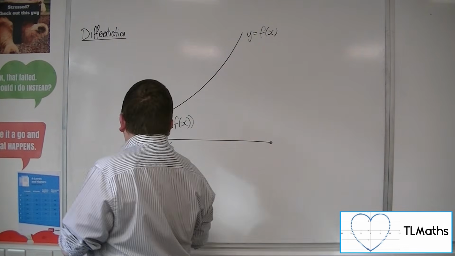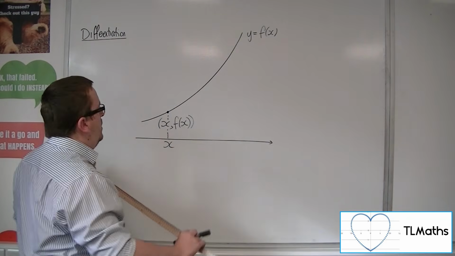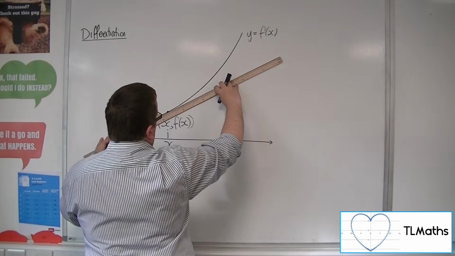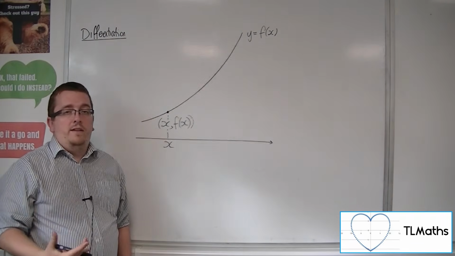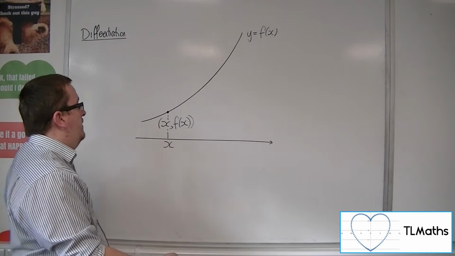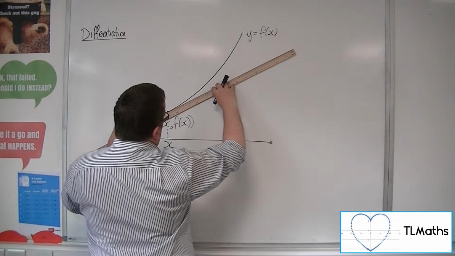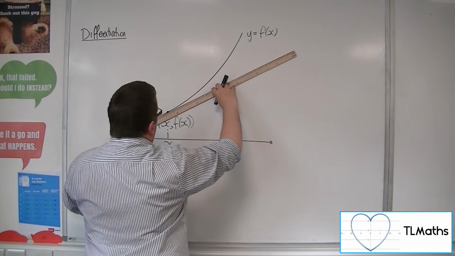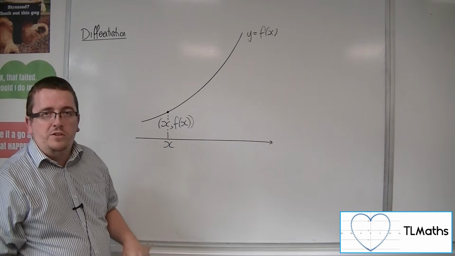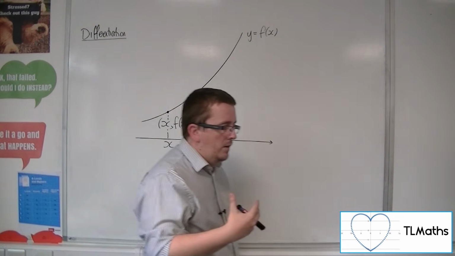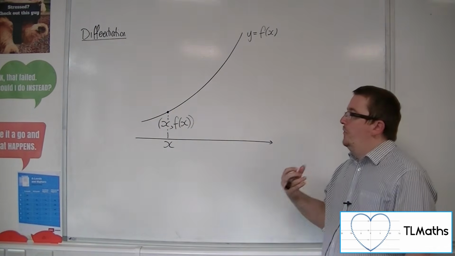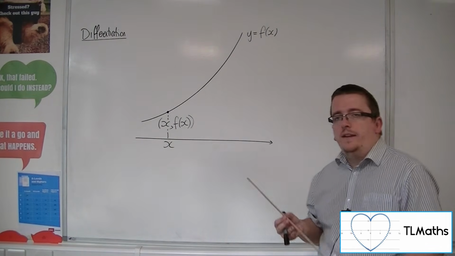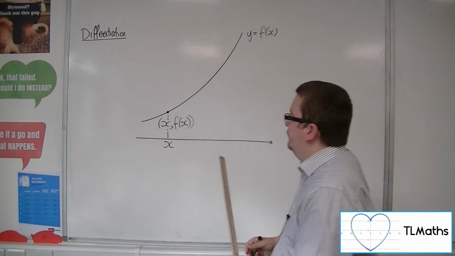And let's say what I want to do is find the gradient of the curve at that point. Now, from what we've learnt about tangents previously, I could just draw a tangent and estimate the gradient of the curve. But what I really want to be able to do is something a little bit more careful. I want to be able to find the exact value of that gradient. And just drawing a line isn't going to cut it.